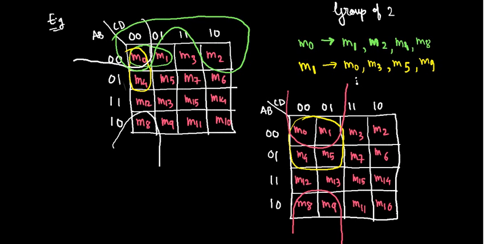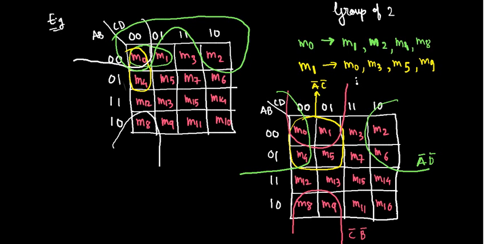You tell me about the other possibility. m0, m4, m2, m6. Yes, m0, m4, m2, m6. See here, what are the variables which are constant? You tell me. D bar and A bar. What about this one, the red one? What are the variables constant? C bar and B bar, right? What about the yellow one? What are the constant? C bar and A bar. So I'll write A bar, C bar.